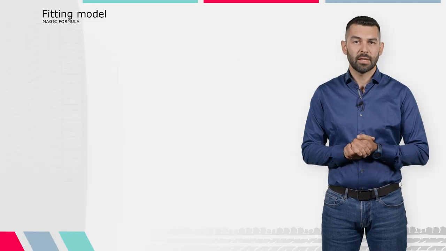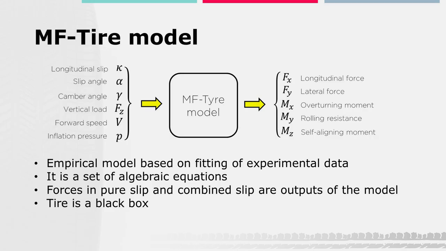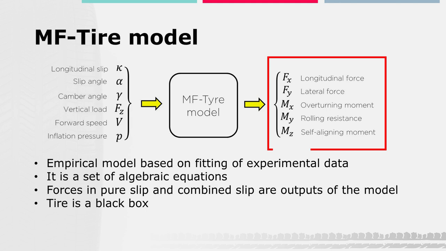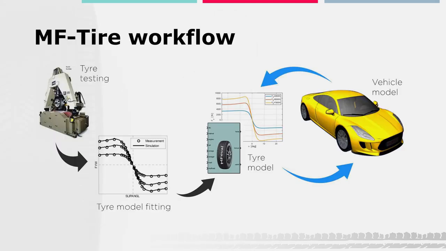It is a similarity method that allows us to determine the tire forces measured at the wheel hub according to the wheel hub kinematics. The MF tire model takes several input quantities, variable according to the evolution of the model, and produces the tire forces and moments. The model uses parameters that are obtained by fitting several experimental data. Both pure and combined slip conditions are reproduced. Tire is a black box.